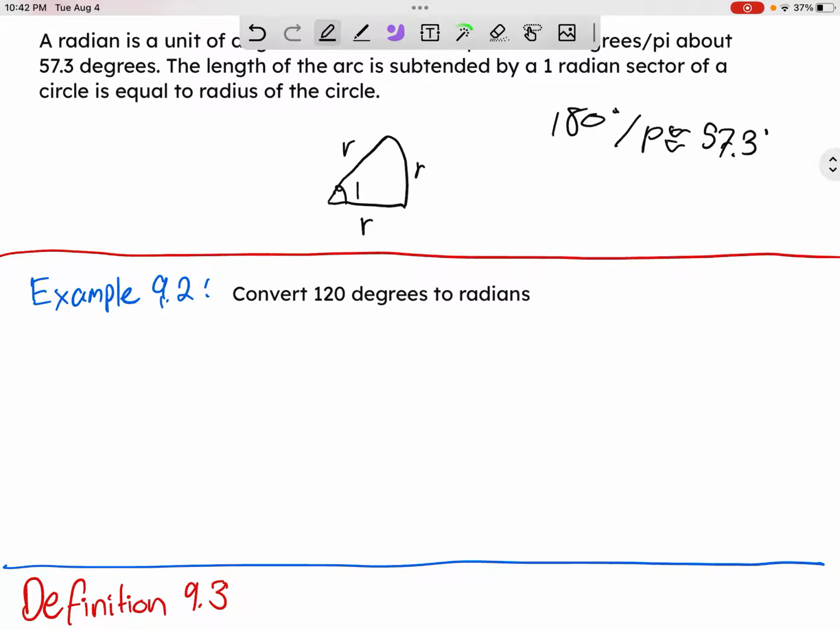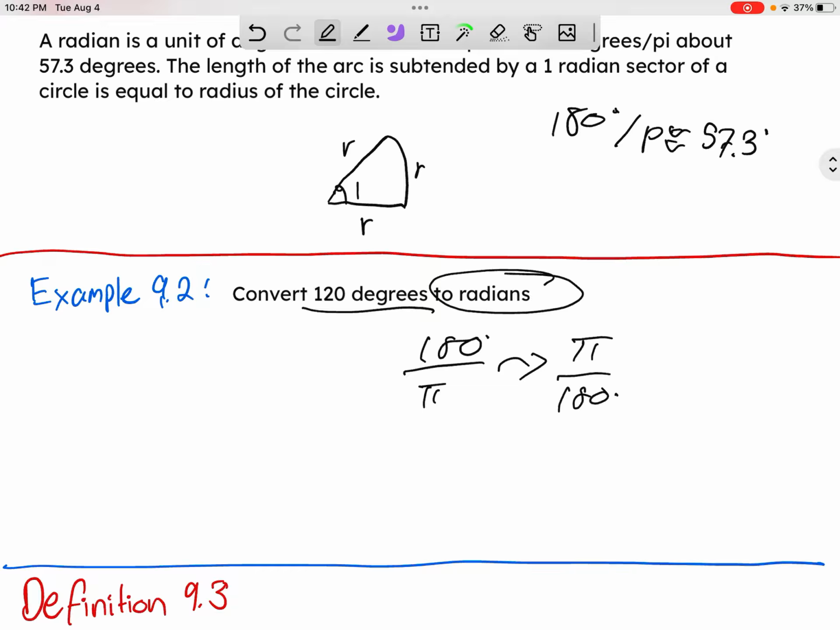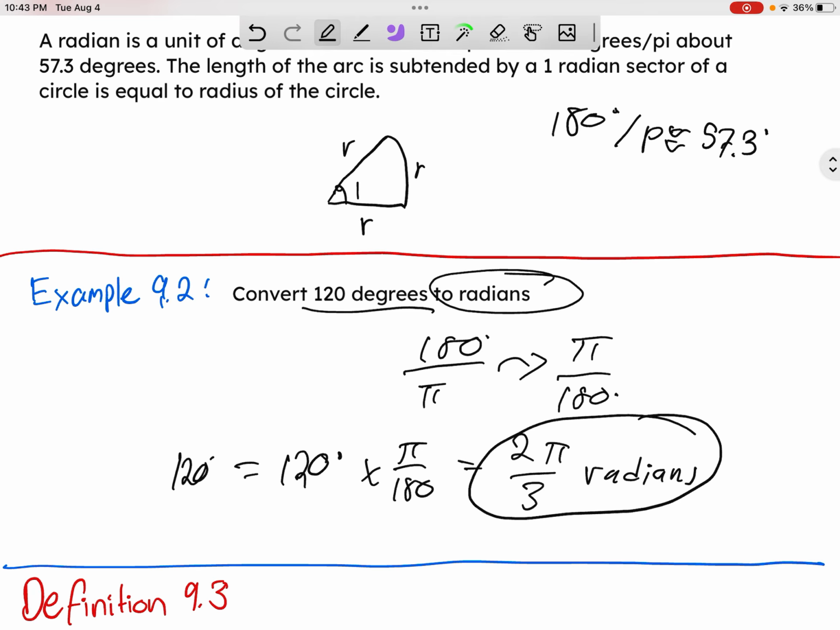We have to convert 120 degrees into radians. When we convert something to radians, instead of 180 degrees over pi we use the reciprocal, which is pi over 180, and multiply it by 120. So 120 degrees will be equal to 120 degrees times pi over 180, which equals 2 pi over 3 radians. That's going to be our final answer for this example.